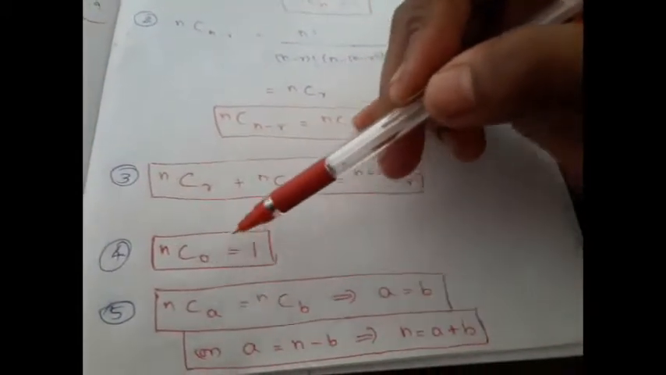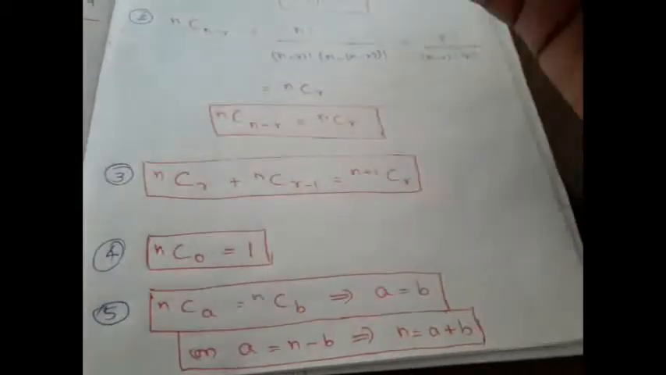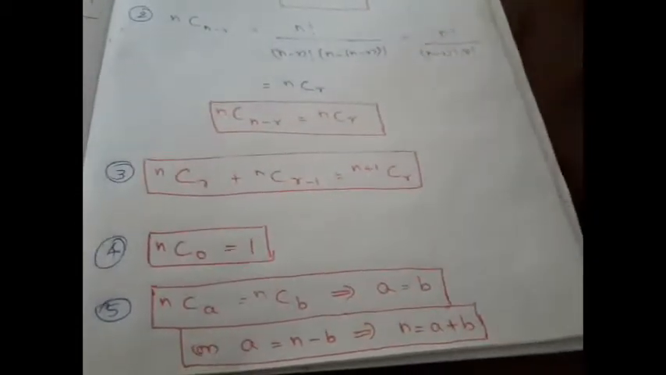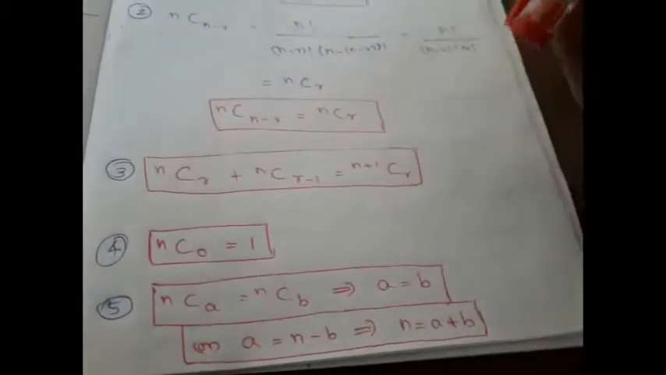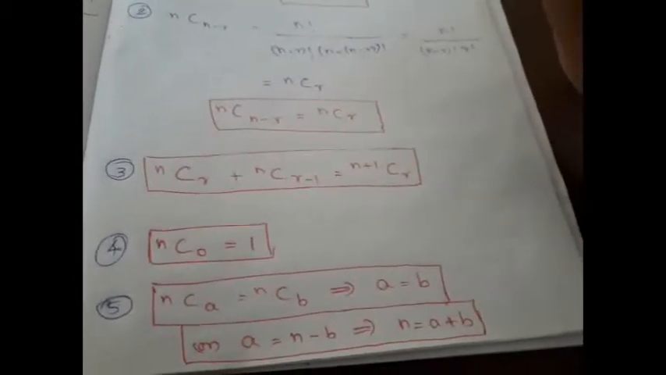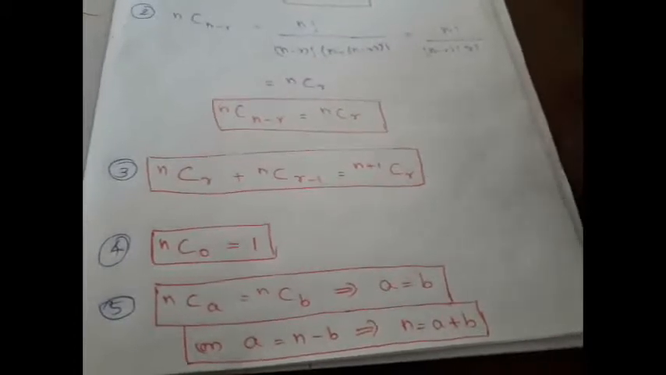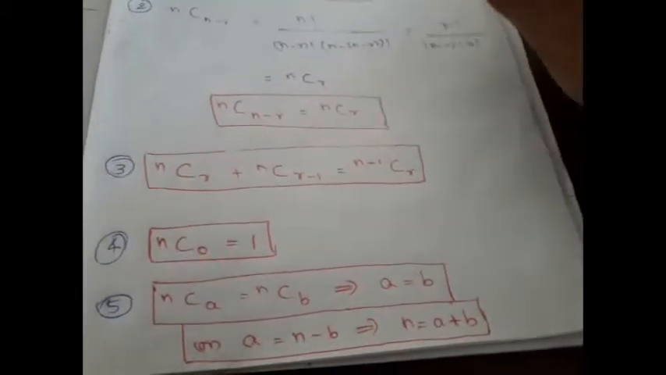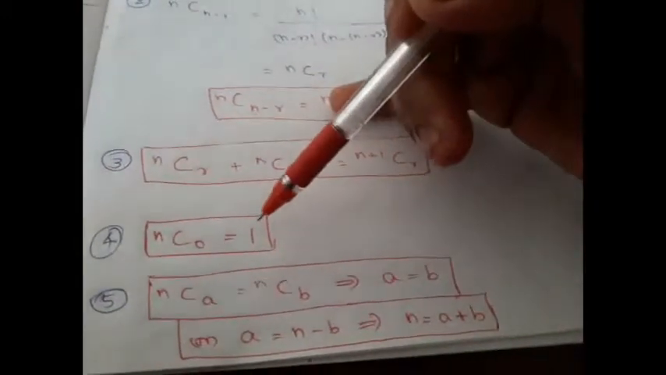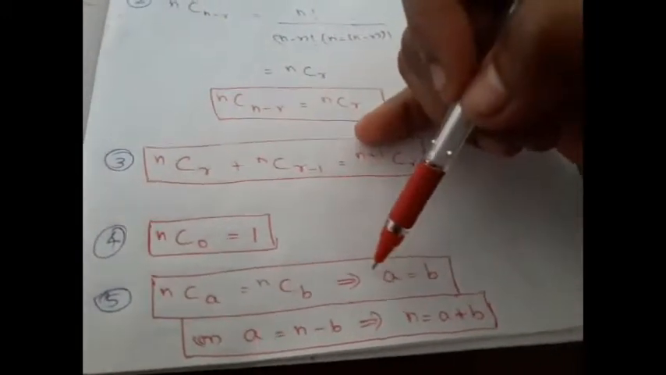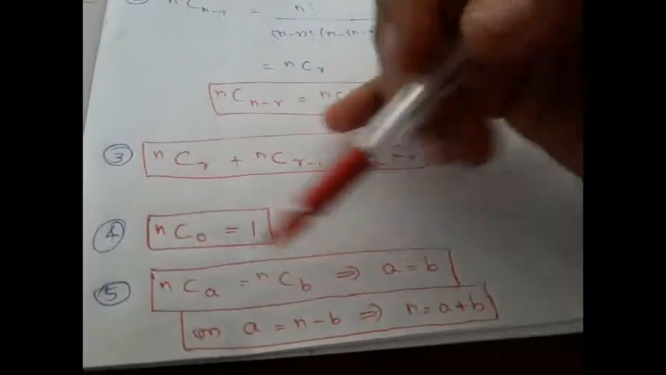Next one is nC0. nC0 is 1, which means out of n objects, taking 0 objects at a time, we are not doing anything there. So it remains as such. How many possibilities are there? Only one possibility, to leave it as such. So nC0 is 1. And this is also an important result which we will be using in problems.